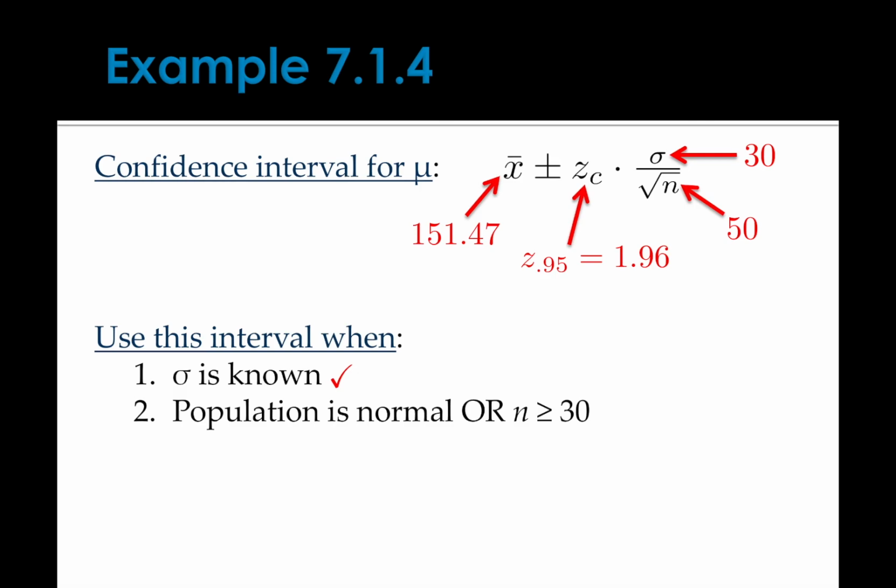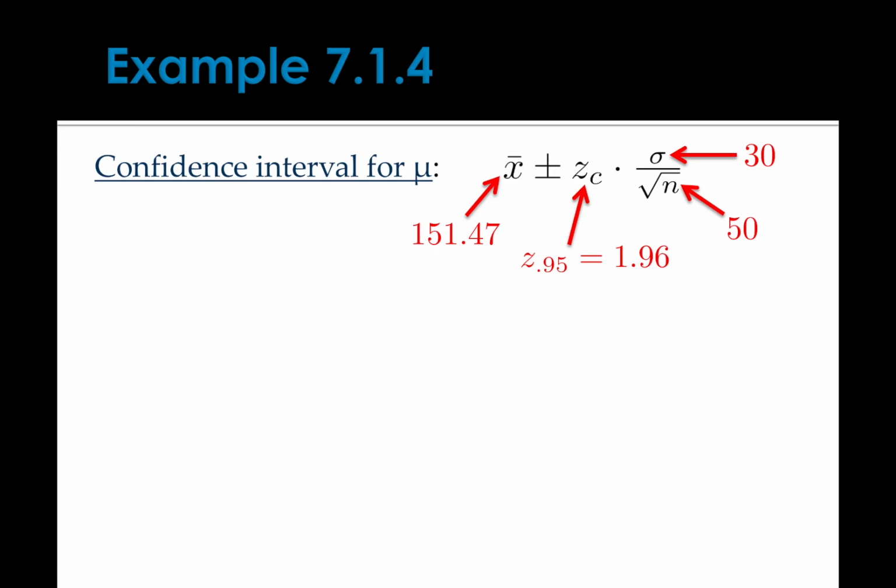Okay. If you go back and read the problem, they don't say anything about the population being normal, but that's okay because they give us a sample size of 50, which means our n is bigger than or equal to 30. So that means that we can go ahead and use this interval. And again, we're going to talk next time about what to do if you can't check off these two stipulations. Okay. All right, so just plug in all your numbers.